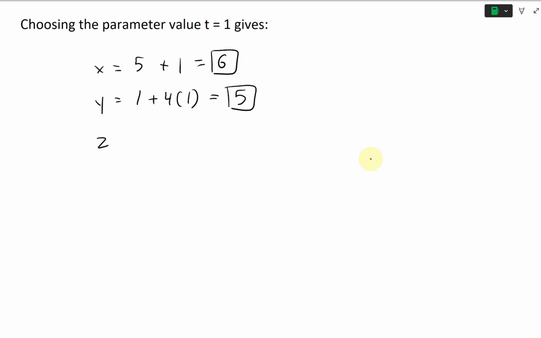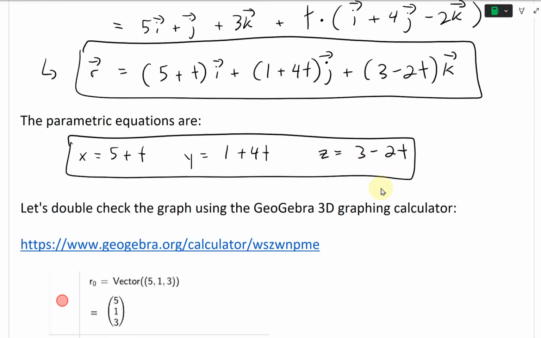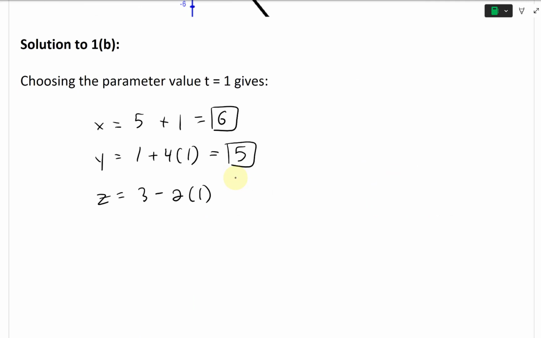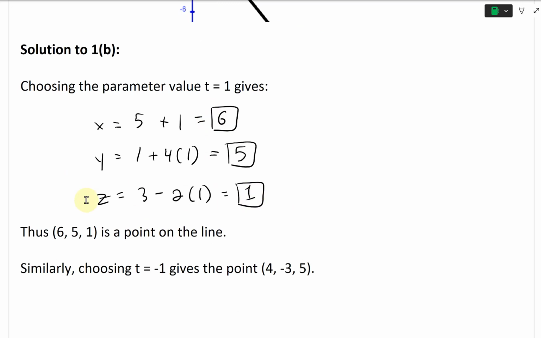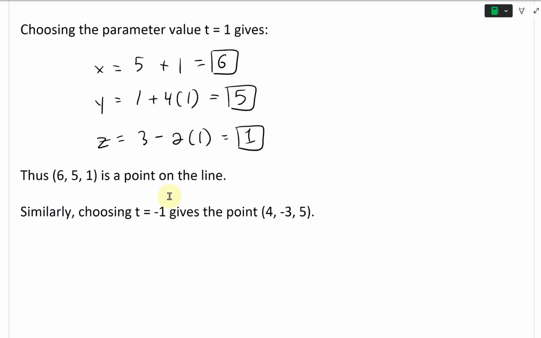And then the last one, z is equal to 3 minus 2t. And then t is 1. This equals 3 minus 2, which is 1. Yes, so thus this point is 6, 5, 1. So thus 6, 5, 1 is a point on the line.